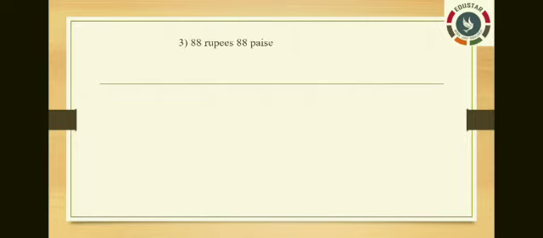Next example, 88 rupees and 88 paise. 88 rupees is the whole part number. Now 88 paise is changed into rupees. 88 paise can be written as rupees 88 divided by 100, which is 0.88. 88 rupees is already a whole part number. Now we add 88 rupees and 0.88. We get 88 rupees and 88 paise. So the answer is rupees 88.88.